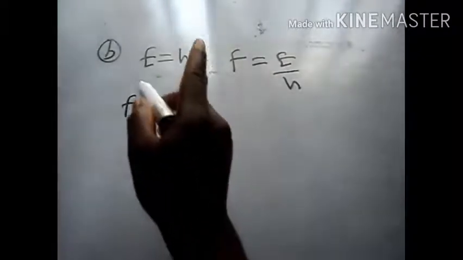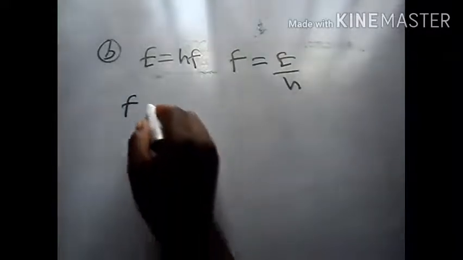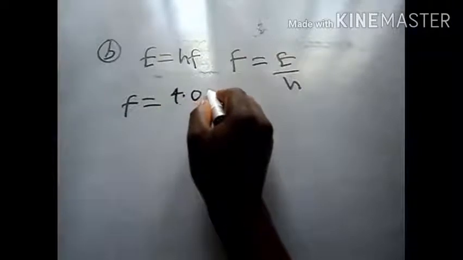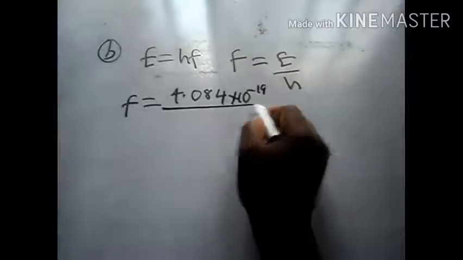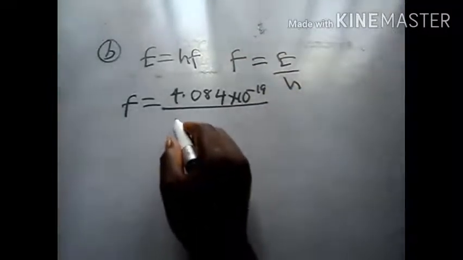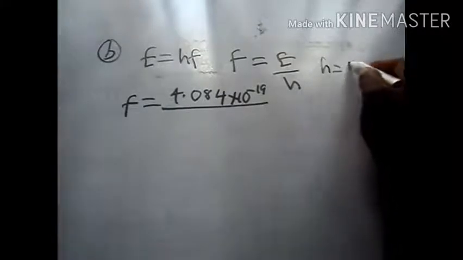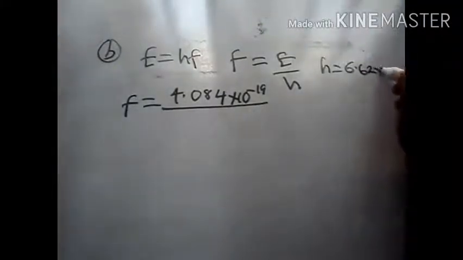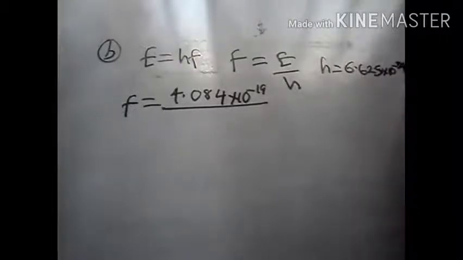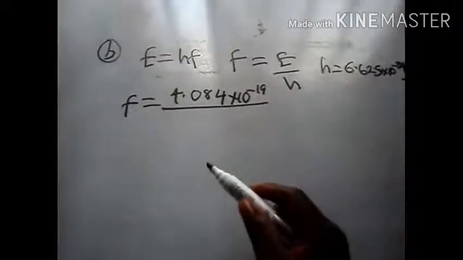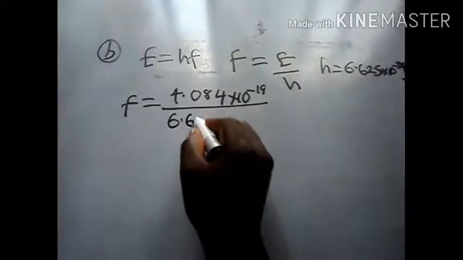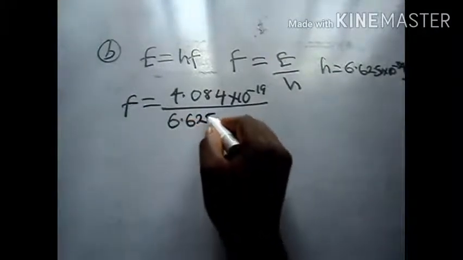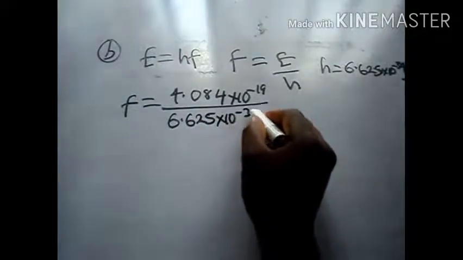From part A, we've gotten our energy to be 4.084 times 10 raised to power minus 19. So divide by h, our Planck constant. The value for the Planck constant is 6.625 times 10 raised to power minus 34 joule second. So that's the value for our Planck constant. So we input it here, 6.625 times 10 raised to the power minus 34.